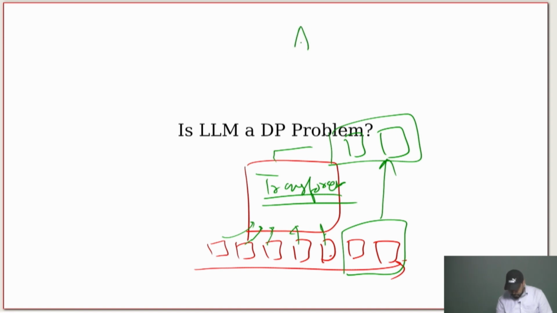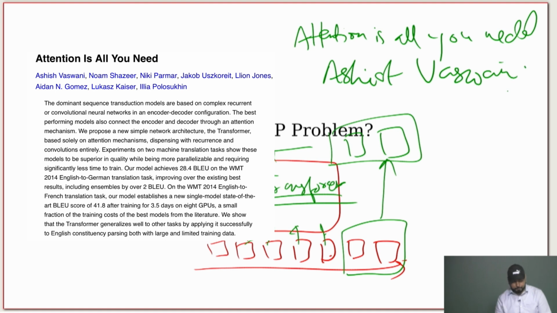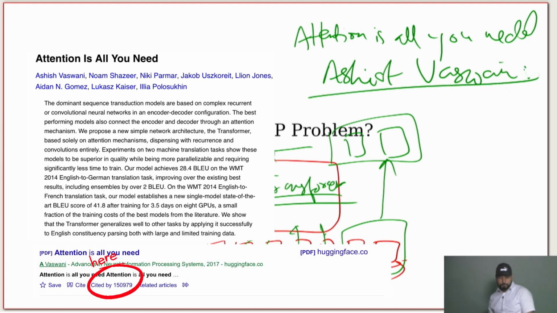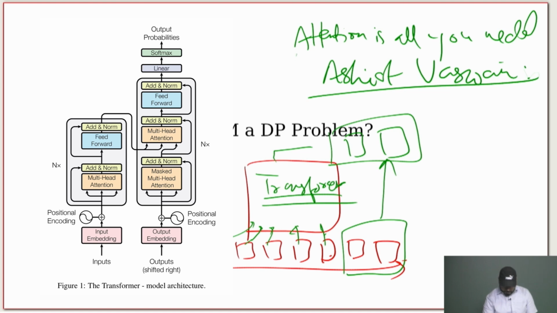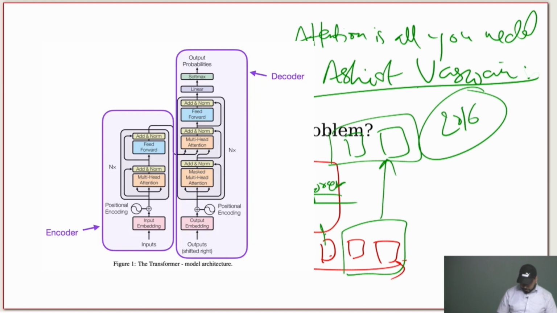From the paper, Attention Is All You Need, by Ashish Vaswani et al. So this is the most cited paper in AI by now, and they proposed the transformer around 2016. So correct me if I am wrong, 2016 I believe. And then these transformers are encoder-decoder models, and some LLMs are encoder only, some are decoder only. So it depends whether you are using BERT or you are using ChatGPT.